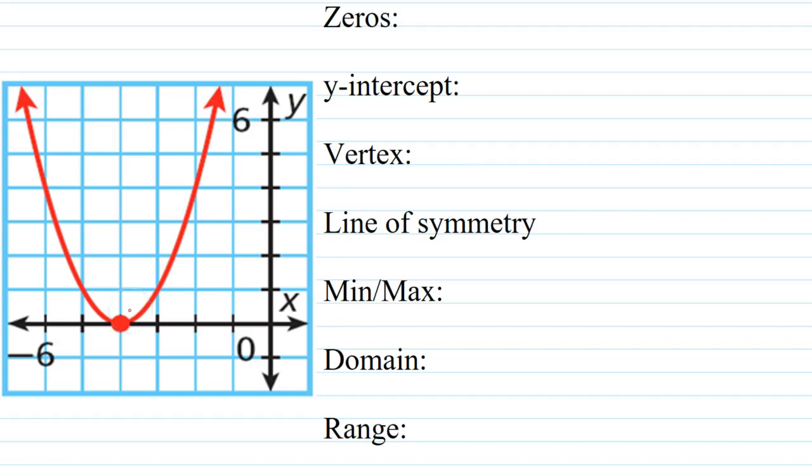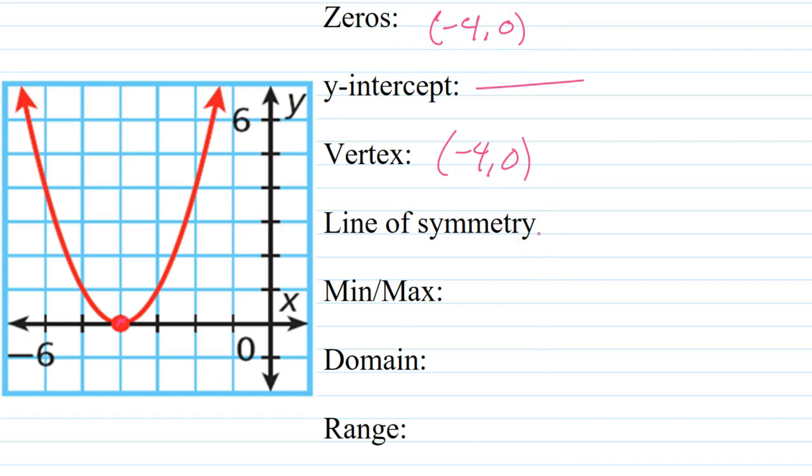First, the zeros. There's 1 zero. We touch the x-axis at one point, which is (-4, 0). The y-intercept is off the graph. If we have an equation or create an equation, we can find it, but that's not what we're working on now. The vertex is at (-4, 0). Notice that the zeros and the vertex are the same. This is always true when you only have 1 zero.